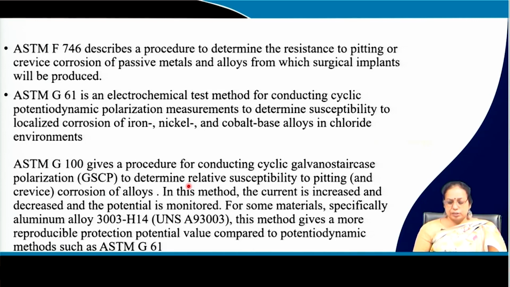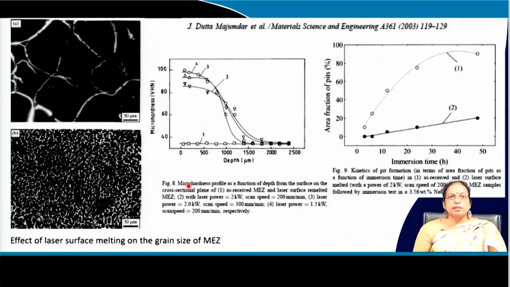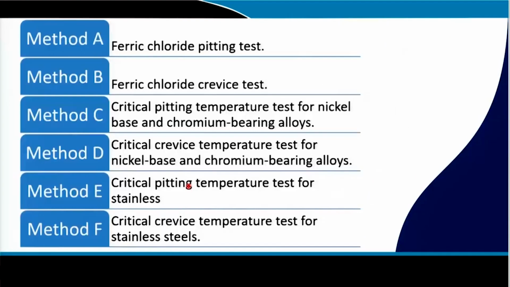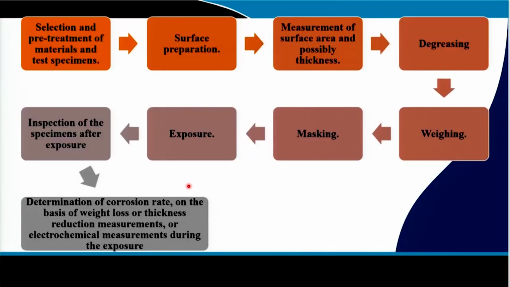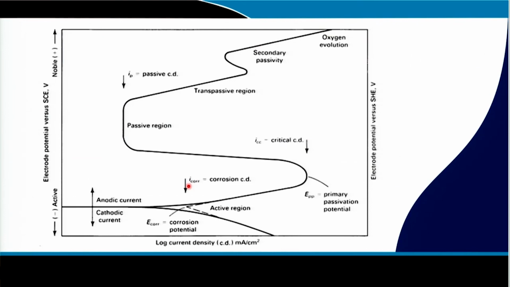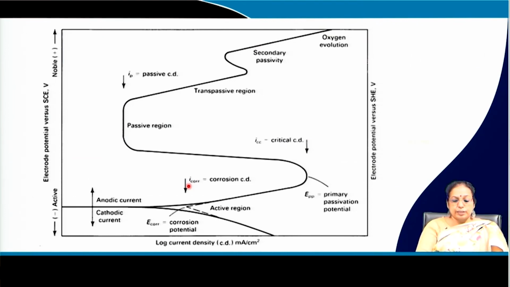So, I was saying that if you go on doing the electrochemical testing and find out the typical pitting corrosion behavior, the kind of behavior which you get is like this. So, what you do there is a cyclic polarization test.